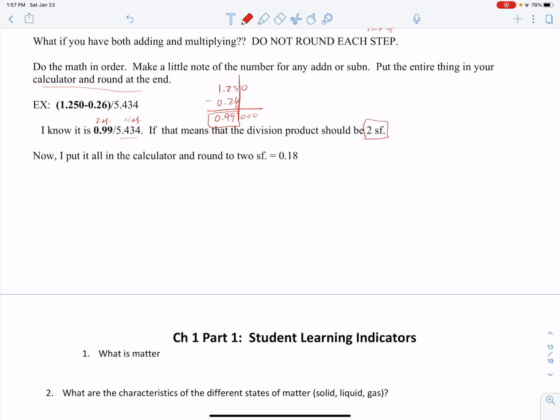Now, in this problem, it doesn't show that it makes a difference, but there are plenty of problems where it will make a difference. I don't actually round it to 2 sig figs and then divide. I just know that my answer needs to be 2 sig figs, and then I go back and I just put the whole thing in my calculator. And then I round it to 2 sig figs, and I end up with this number.